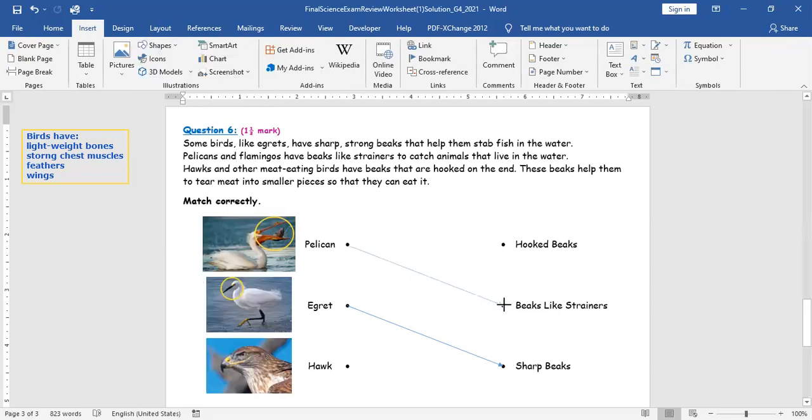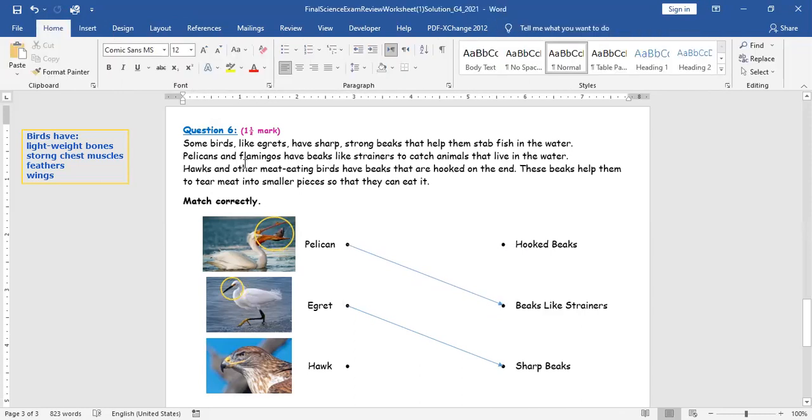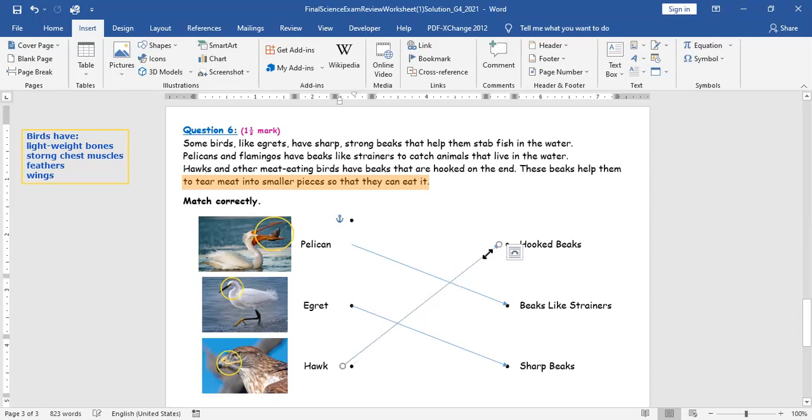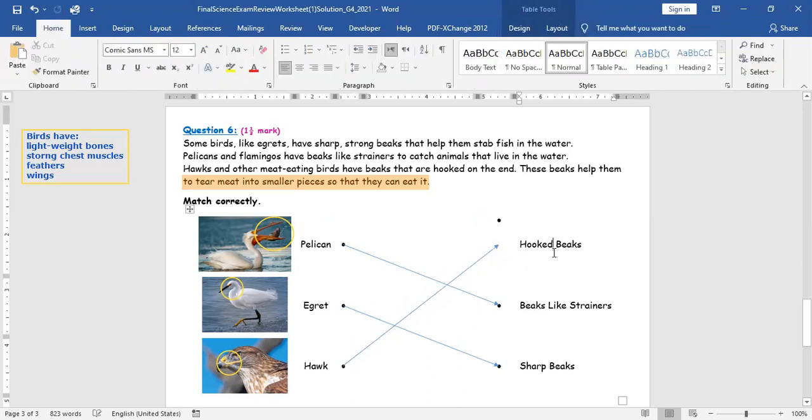What about hawks, eagles, and other meat-eating birds? These meat-eating birds have hooked beaks. Why do they need them? They need them to tear meat into smaller pieces so they can eat their prey. So hawks have hooked beaks.